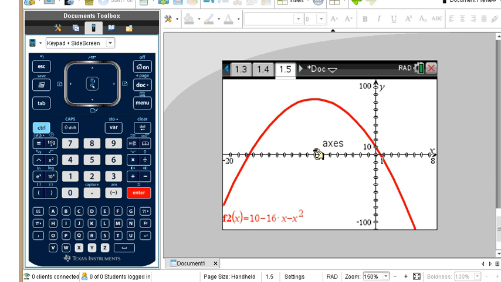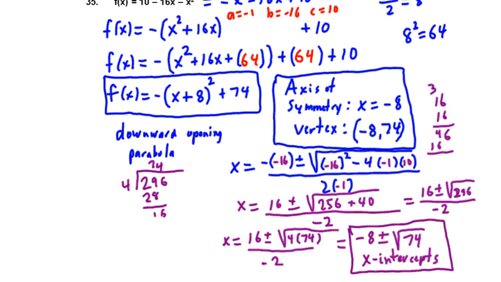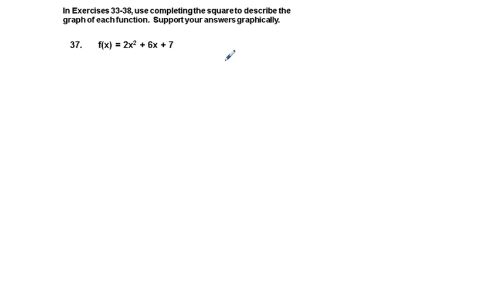We had negative 8 as our axis of symmetry, plus or minus square root of 74. Well, square root of 74 is going to be a little bit bigger than 8, so between 0 and 1 is one of the x-intercepts. And over here on the other side, between negative 19, 18, negative 17, negative 16. Okay, let's go on to the last one we're working at.